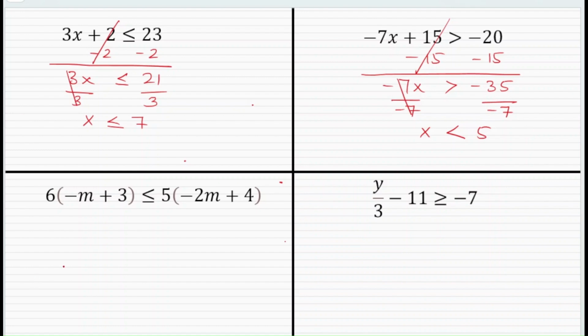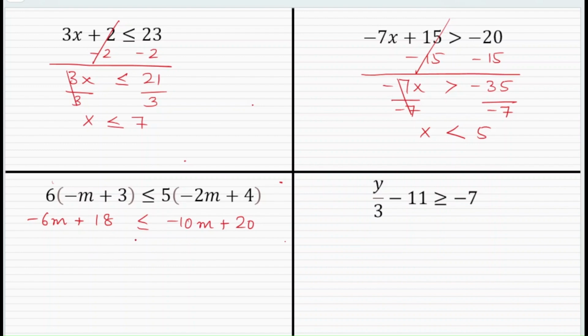All right. Let's start this one. In this one, I would be using the distributive property. 6 multiplied by minus m will be minus 6m, plus 6 times 3 is 18, less than or equal to 5 times minus 2m, which is minus 10m, plus 5 times 4 is 20.